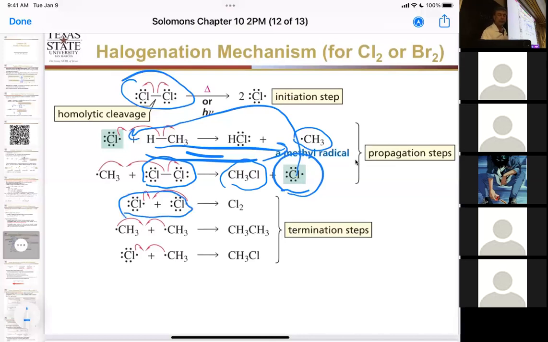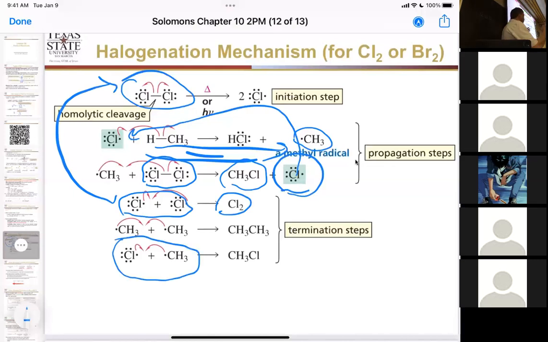Two chlorines combine to form chlorine gas. Is that a productive step? No, but it's not bad because we used chlorine to begin with. So we're just making starting material that can go back and continue to be used. We can just use it back up here and let it go. We can also do this step right here, where a chlorine radical reacts with a methyl radical to create a sigma bond.